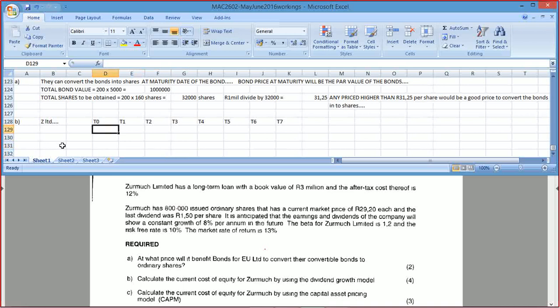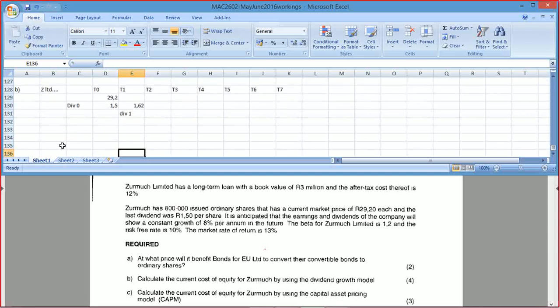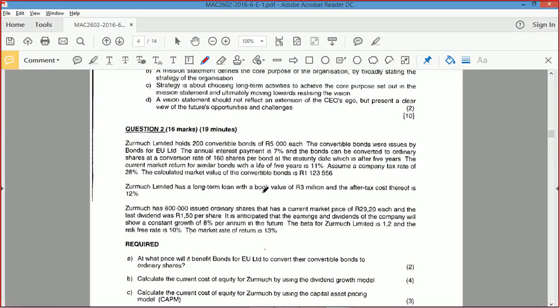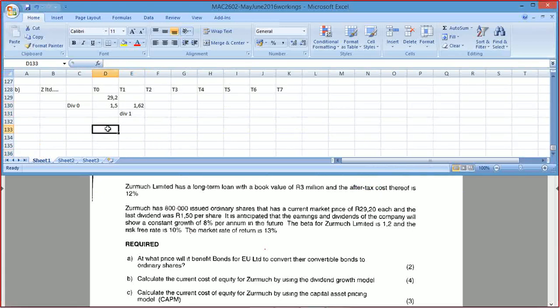Z has 800,000 ordinary shares issued at its current market price of 29 Rand 20. The last dividend was 1 Rand 50, that's Div 0. It is anticipated the earnings and dividends of the company will show a constant growth of 8% per year in the future, so 1.50 times 1.08, that's Div 1. They gave you beta, risk-free, and market return, that's your CAPM. They want to know to calculate the current cost of equity. So that must be the Gordon growth model.